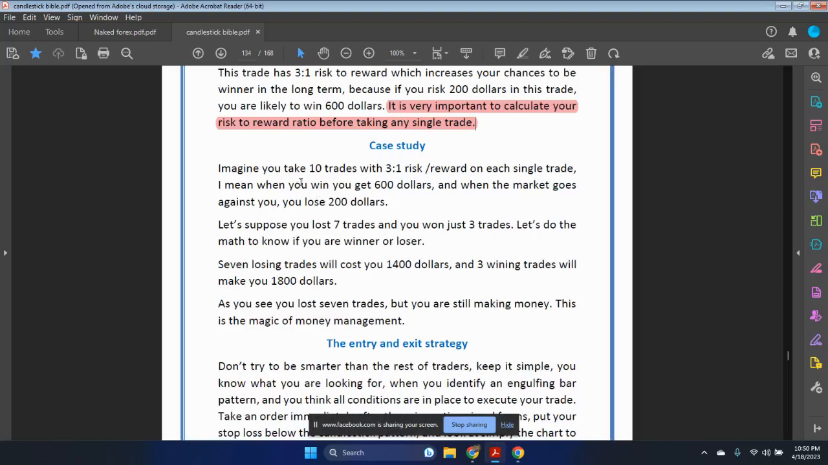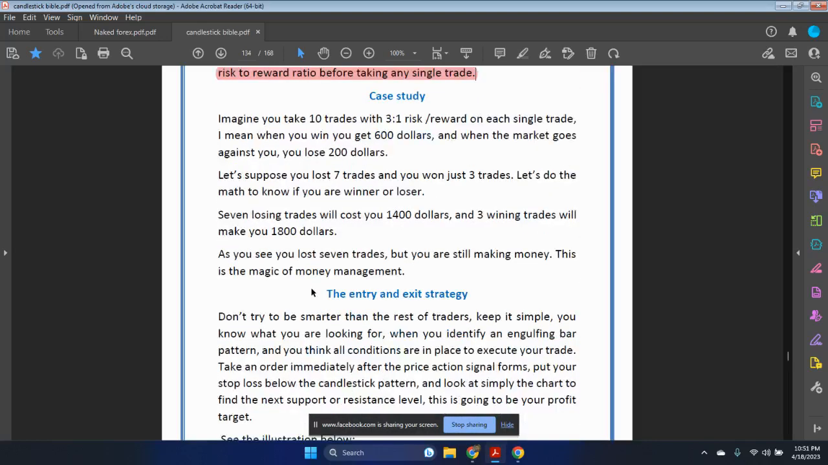All right, so case study. Imagine you take 10 trades with 3-to-1 risk reward on each single trade. When you win, you get $600, and when the market goes against you, you lose $200. Let's suppose you lost 7 trades and you won just 3 trades. Let's do the math to know if you're a winner or loser. 7 losing trades will cost you $1,400, and 3 winning trades will make you $1,800. As you see, you lost 7 trades, but you're still making money.